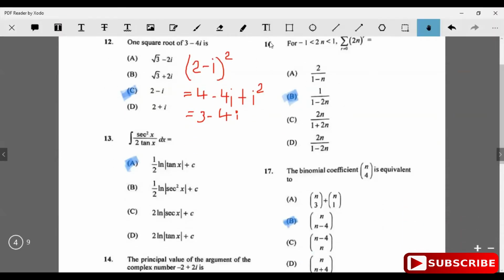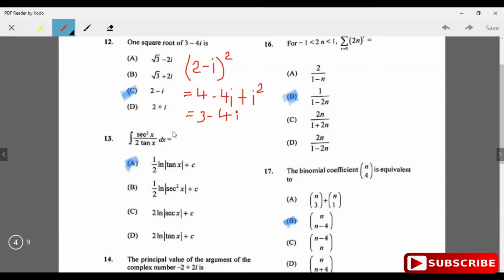Question 13 is asking us to integrate sec squared over 2 tan x. When you're integrating a function where the differential of the denominator is in the numerator, it's ln of the denominator. But we can factor out this half. We can always rewrite it as a half times the integral. So let's rewrite the function as a half the integral of sec squared over tan x. So that's how we end up with a half ln tan x. That's option A.